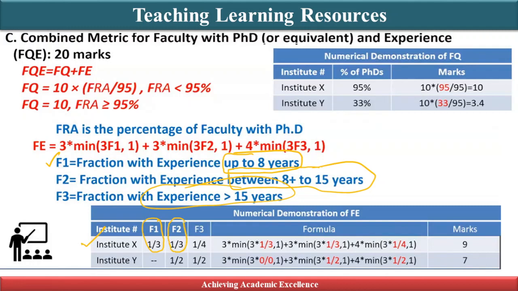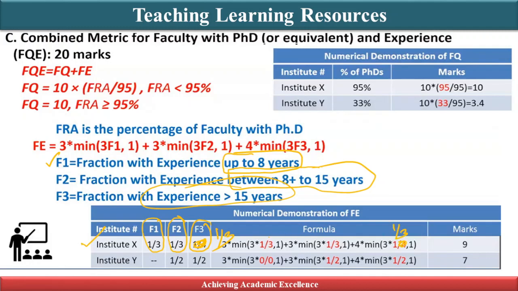F2 value, let me assume 1/3, means the fraction of faculty with 8 to 15 years of experience is, let me assume, 1/3. For more than 15 years of experience, that fraction, let me assume 1/4. Therefore, I must substitute, let me assume not 1/4, this also I will assume 1/3. In that case, here I will write 1/3.